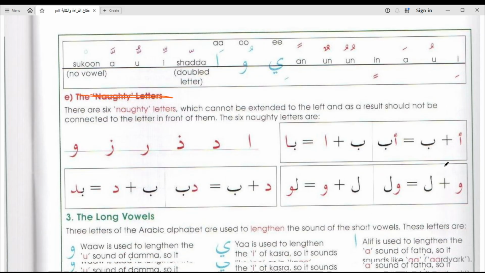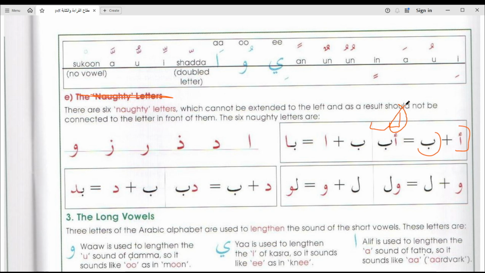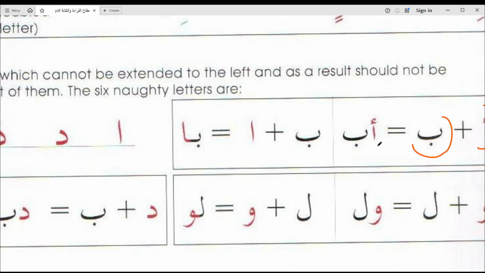For example, if you are going to write Alif with Hamza plus Ba, you cannot connect them. You cannot do this, because that will not be Alif anymore. That will be Lam. So this is why we write down the Alif and after that the Ba.